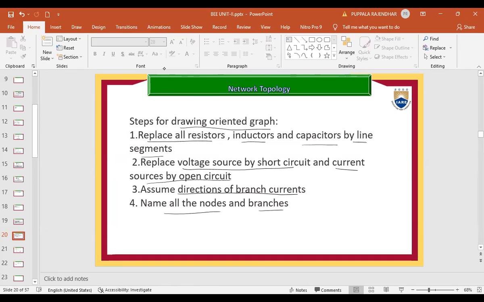First, replace the elements with the line segments, and voltage sources are replaced with the short circuit. Current sources are replaced with the open circuit. Assume directions, and you can take any random direction. If the direction is given in the problem, we will follow the direction of the problem. If it is not given, we will just give random directions.